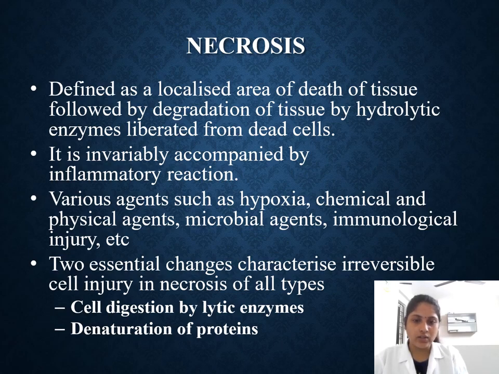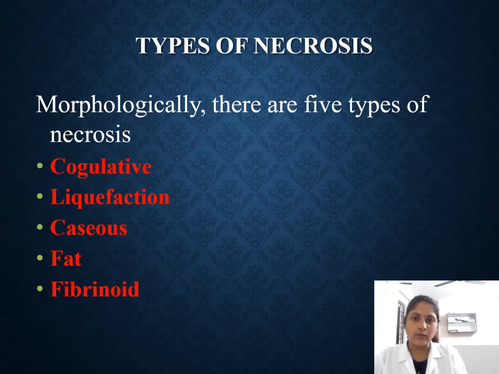There are two essential changes which characterize the irreversible cell injury in necrosis of all types. They are cell digestion by lytic enzymes and denaturation of proteins. Types of necrosis. Morphologically, there are 5 types of necrosis. They are coagulative necrosis, liquefaction necrosis, caseous necrosis, fat necrosis and fibrinoid necrosis.